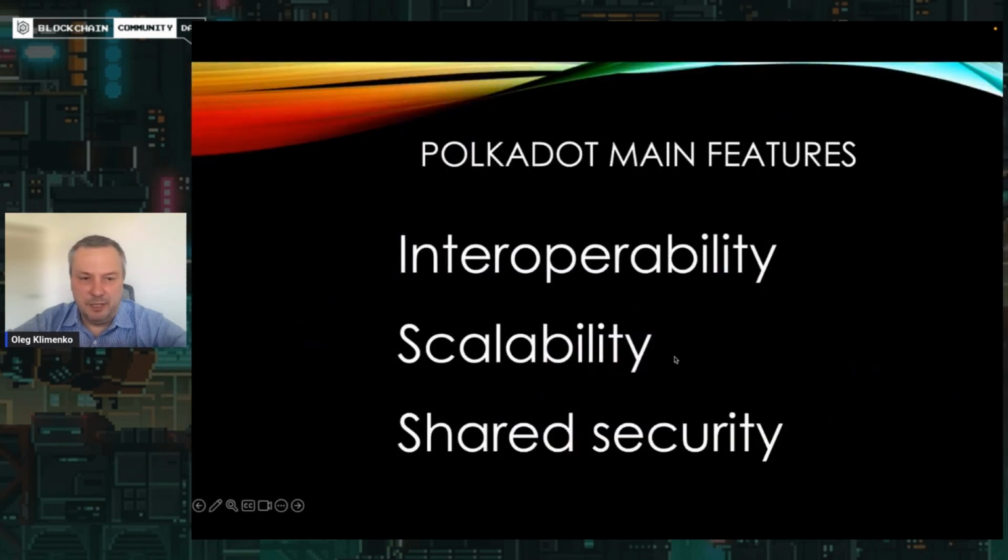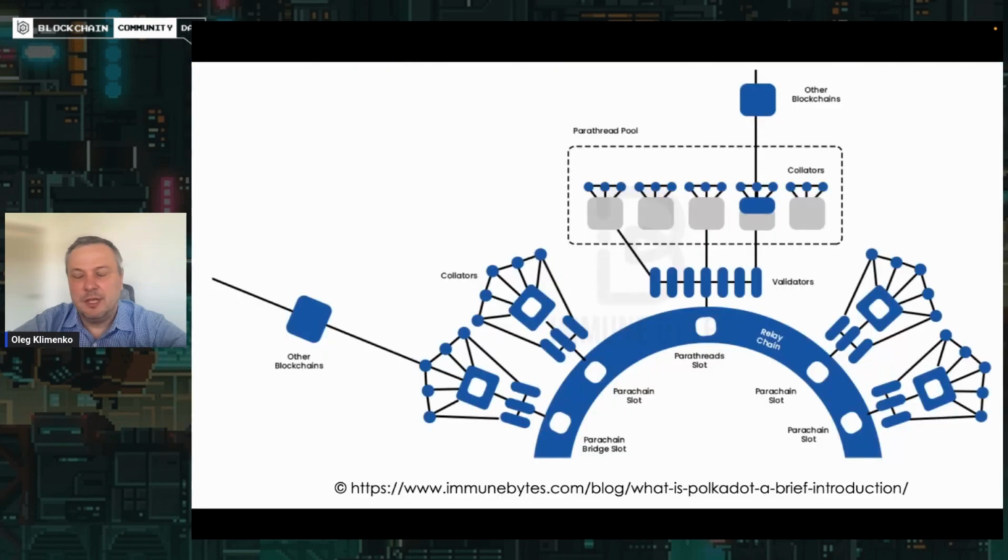Scalability: we could add additional parachains. The main chain is scaled up to, they are changing the rules, but up to 100 parallel working parachains. And I mentioned these have shared security, so all this security is managed and in sync by the relay chain.